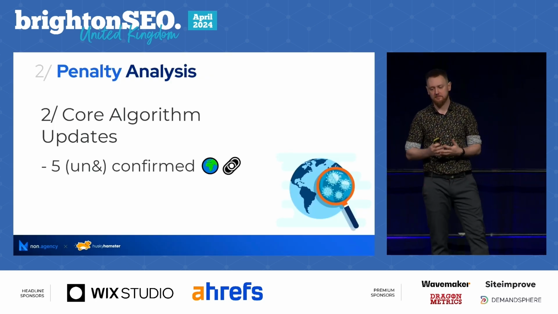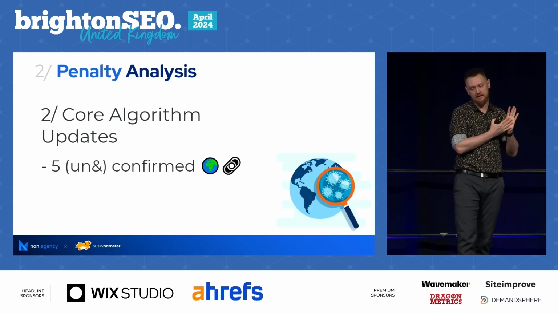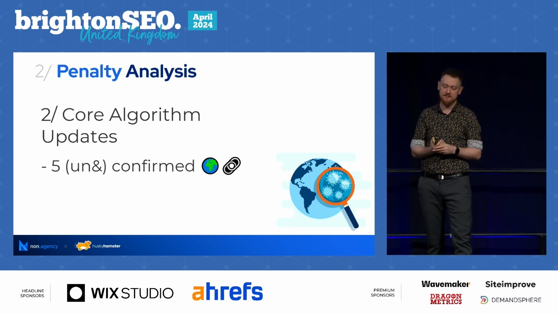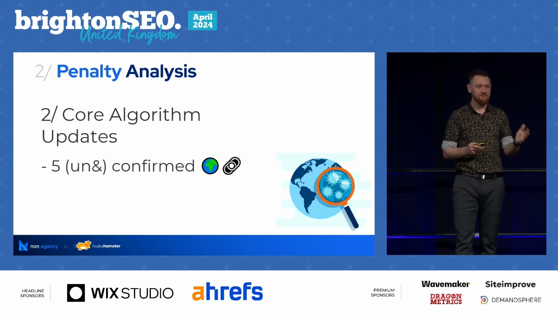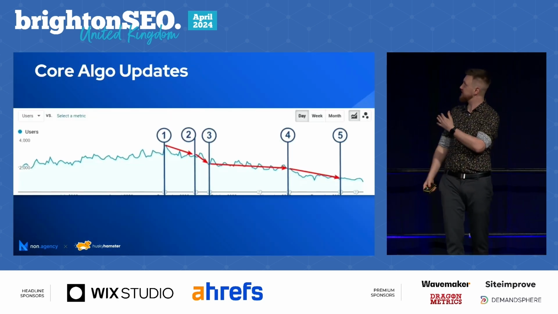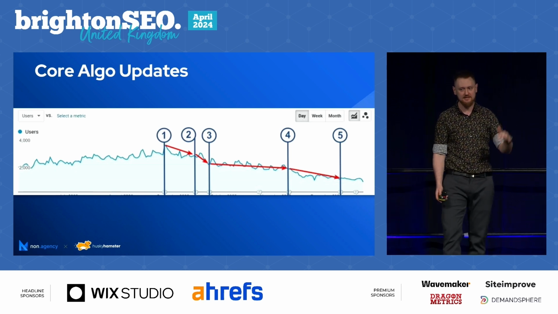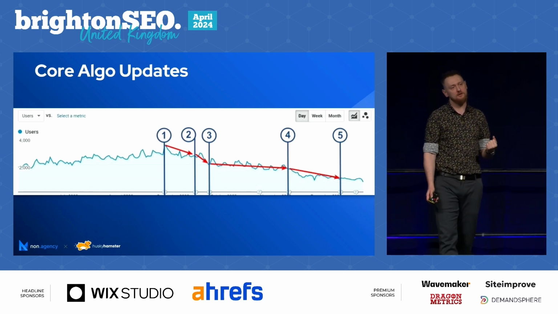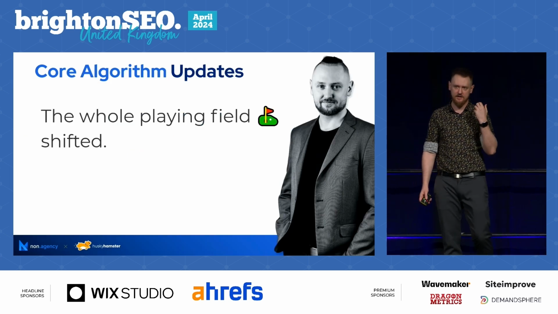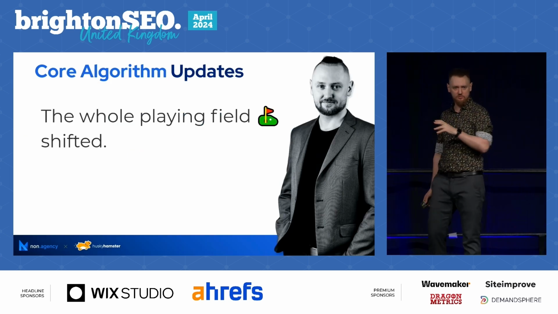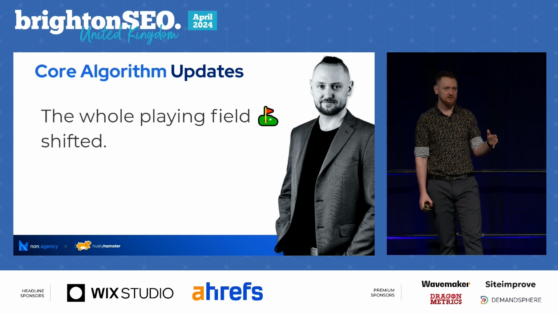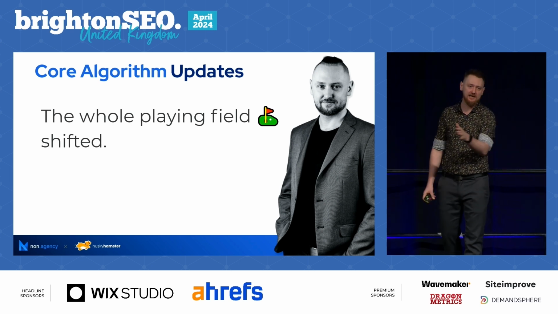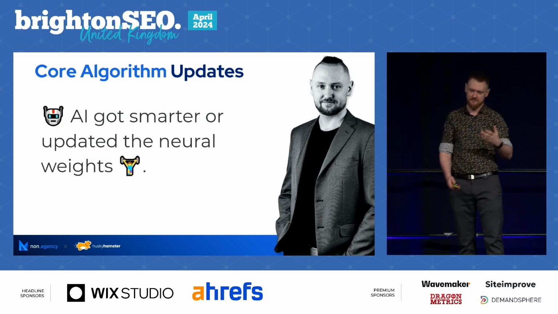Another thing under the penalty analysis was that we had some core algorithm updates in the mix, exactly 5, unconfirmed and confirmed. And as you can see, each one was decimating the traffic a little bit more. The problem with core algo updates is that they're not that easy to process. You can think of them as the whole playing field changes, shifts.